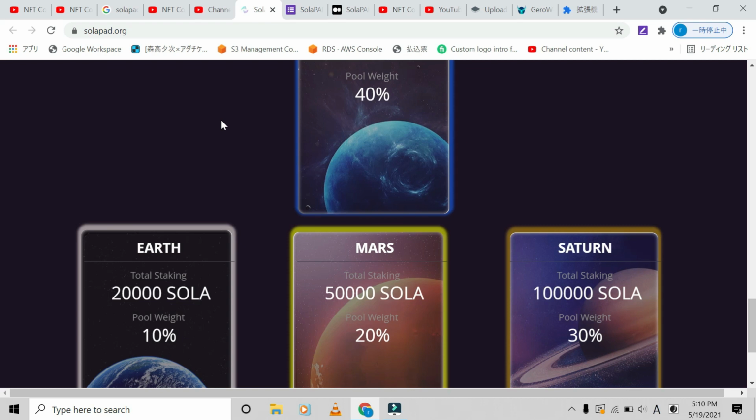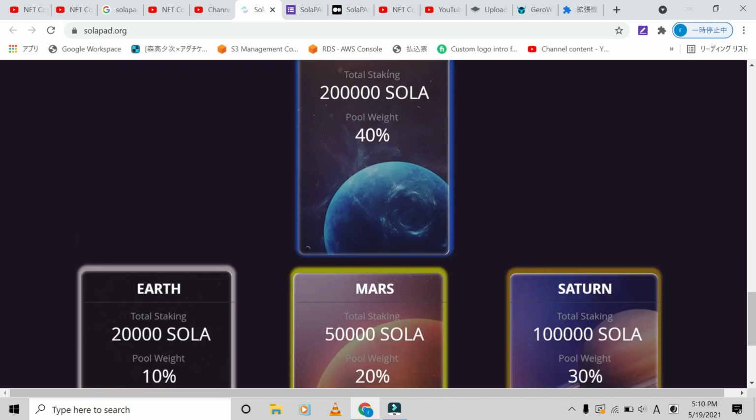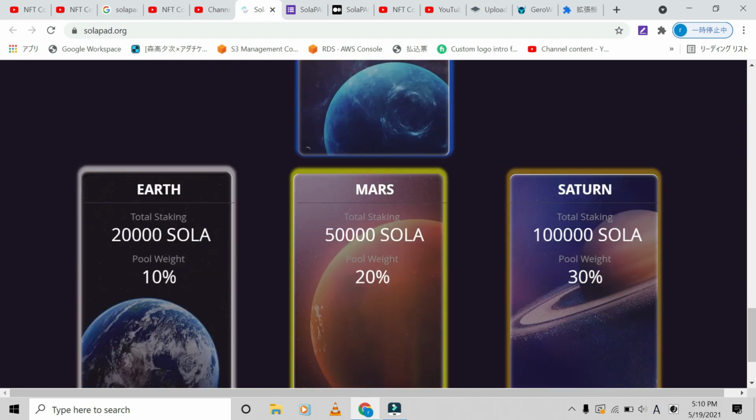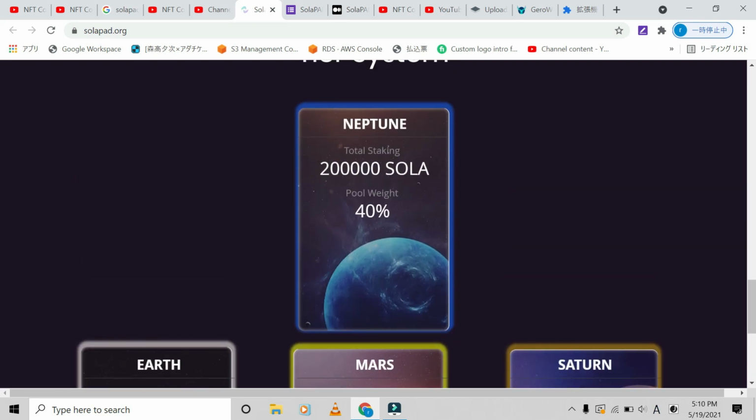So just like any other launchpad, it's based on the stake that you put in. So they have Earth, Mars, Saturn, as well as Neptune. And the lowest is 20,000 SOLA, where you'll have a pool weight of 10%. And the highest is 200,000 SOLA with 40% pool weight.